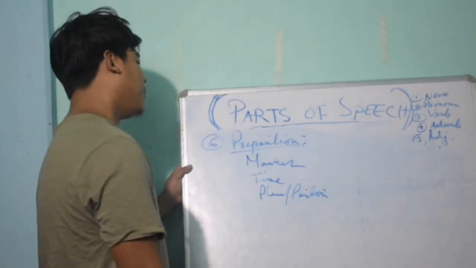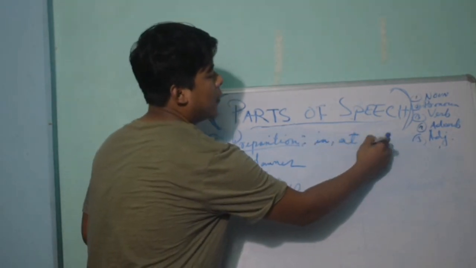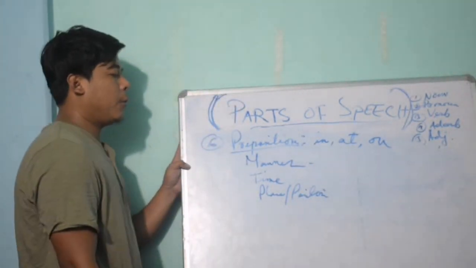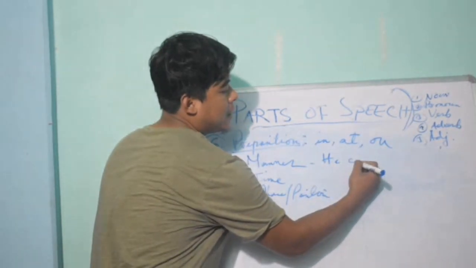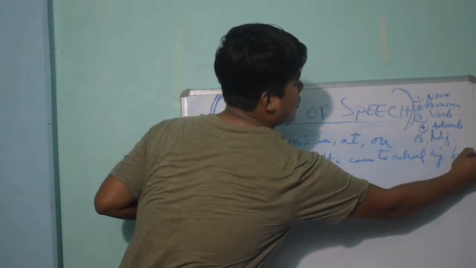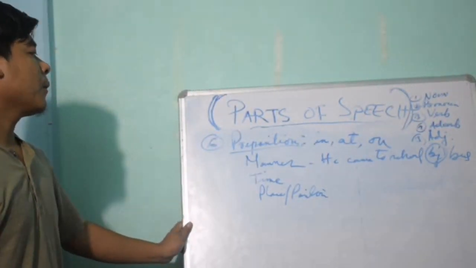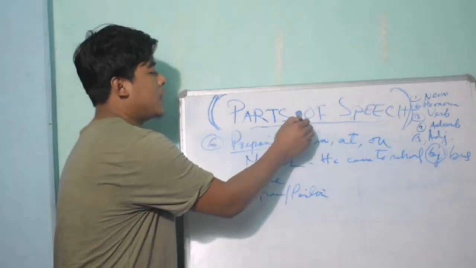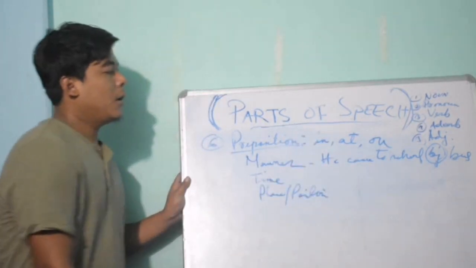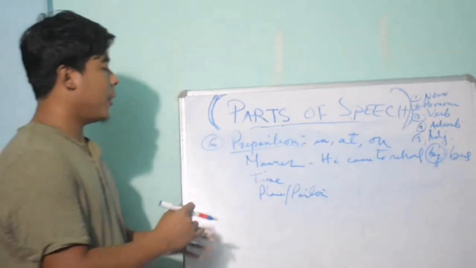A few examples would be like in, at, on. I'll give you an example here. Manner: he came to school by bus. So the word by is the preposition here. In simple terms, prepositions are those words that tell us about the relation between the subject and the object, or it can be between two words. It can be noun and pronoun also.